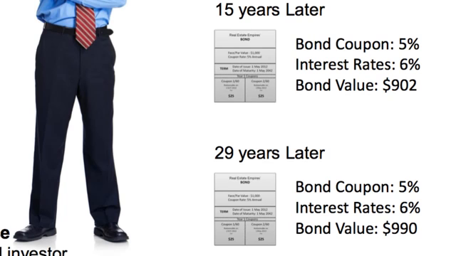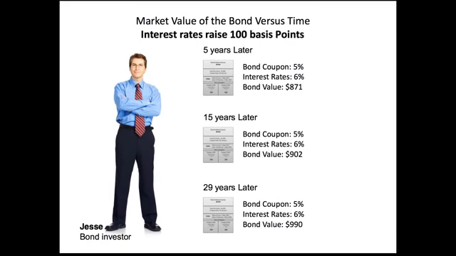And let's look at what would happen if those interest rates stayed exactly the same. So his coupon is never going to change. That's the 5%. And interest rates are at 6%. Okay, we're going to assume the interest rates didn't change. They're still at 6%. But look at his bond value. It's $990 now.